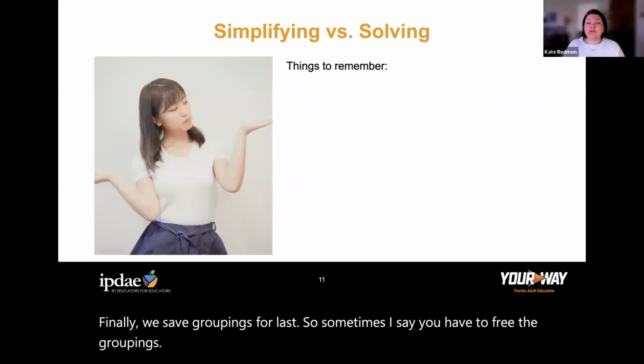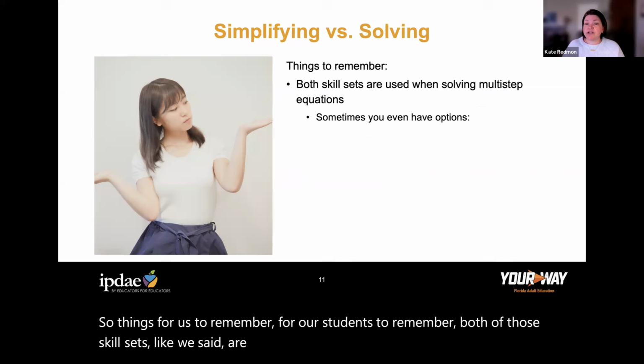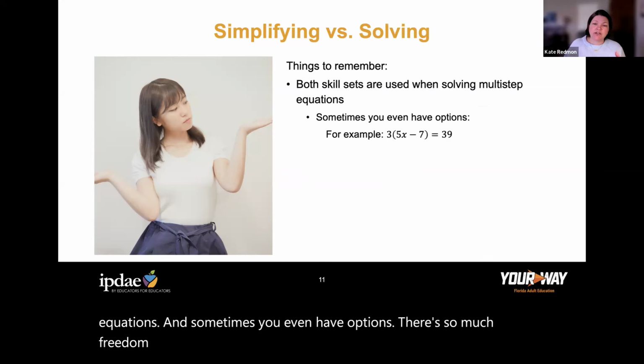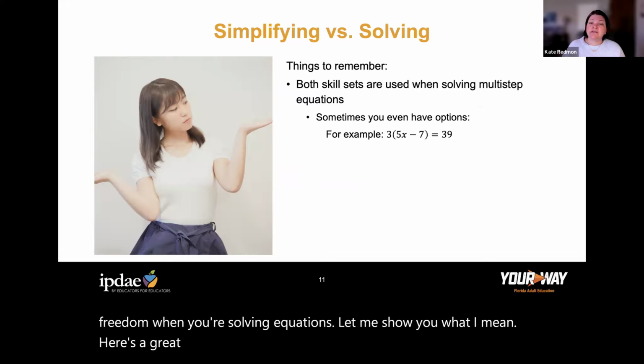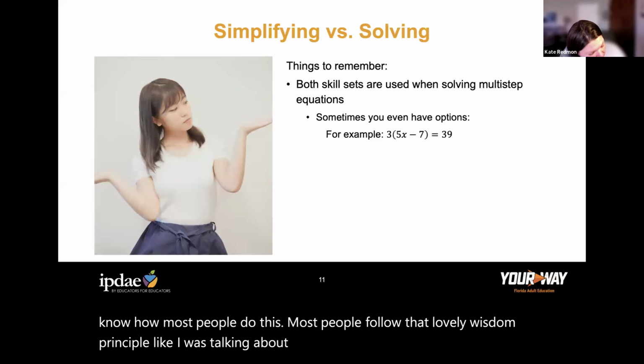So things for us to remember, for our students to remember, both of those skill sets, like we said, are used when you're solving those multi-step equations. And sometimes you even have options. There's so much freedom when you're solving equations. Let me show you what I mean. Here's a great example. 3 times the quantity 5x minus 7 equals 39. Now, I know how most people do this. Most people follow that lovely wisdom principle like I was talking about, and they simplify first.